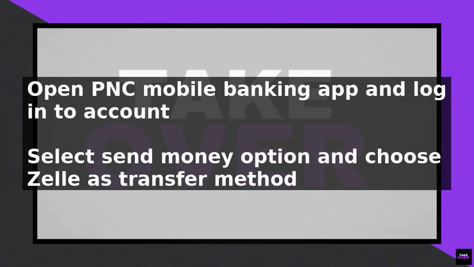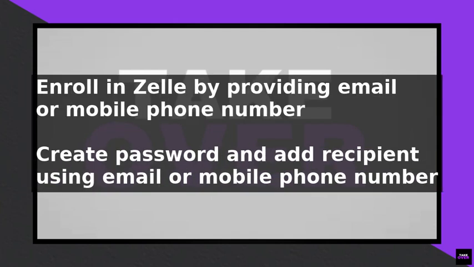Once you are logged in, select the option to send money and choose Zelle as the transfer method. You will be prompted to enroll in Zelle if you have not already done so. To enroll, you will need to provide your email address or mobile phone number and create a password.